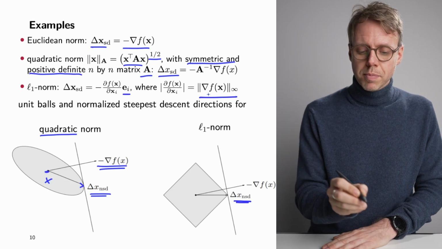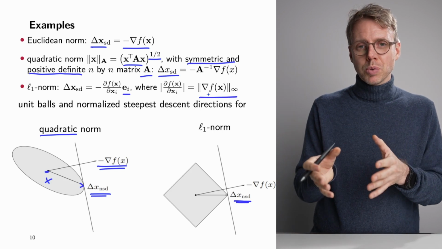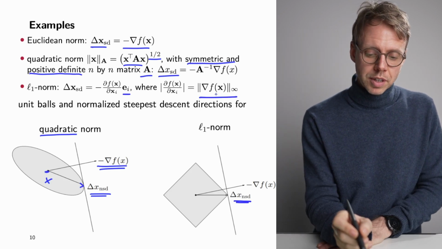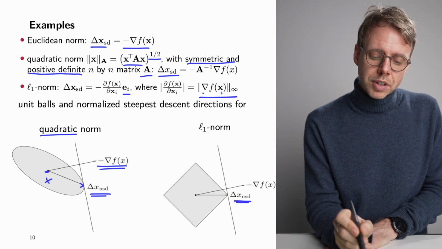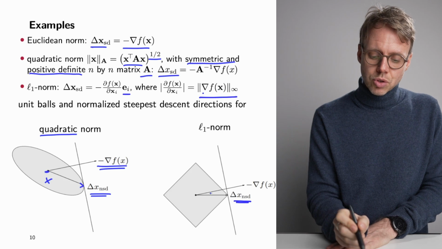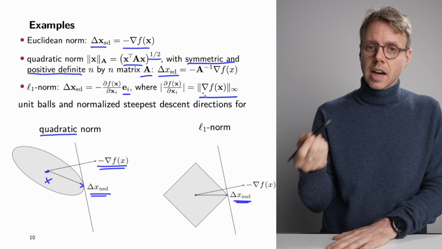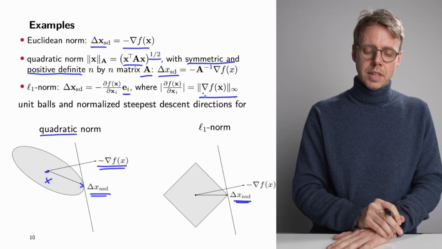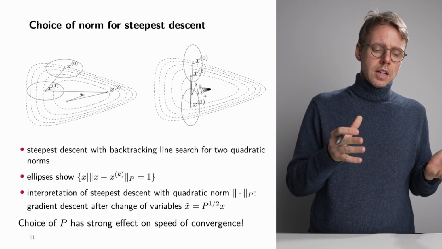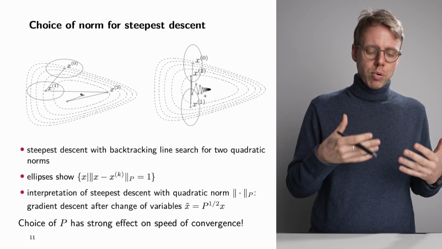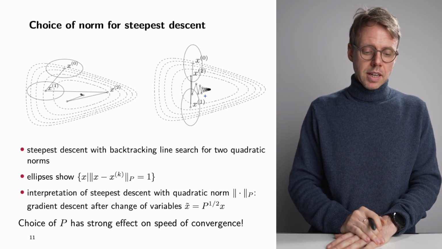Remember, the infinite norm is given by the maximum absolute value of the vector. So we would look at all the values of the gradient and choose the coordinate that has the largest absolute value in the gradient. The choice of the norm is important for the speed of convergence of steepest descent.